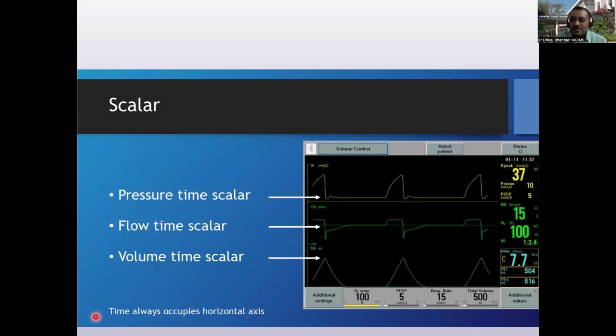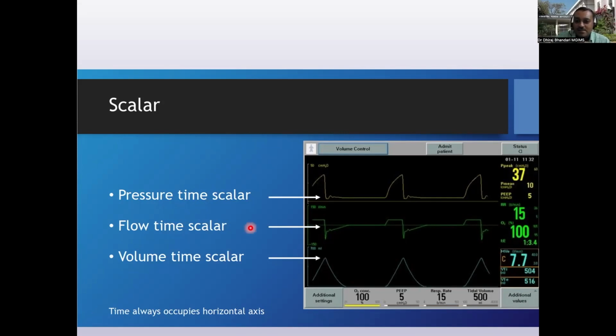Just to summarize that again: there is a pressure generated by the ventilator, it creates a flow of gas, and then ultimately it results in a change of volume in the lung, and that is basically tidal volume. So these three things are represented in the waveforms as pressure-time, flow-time and volume-time scalars. Now before I go further, what do I mean by scalar?